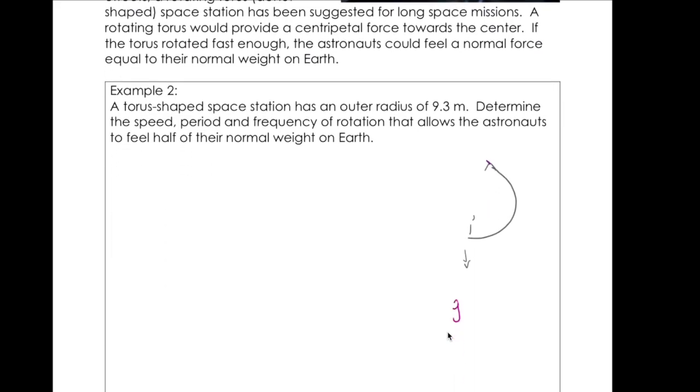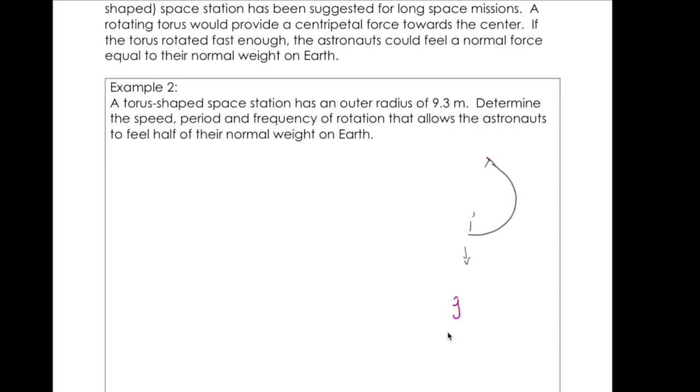So for this problem, a torus-shaped space station has an outer radius of 9.3 meters. Determine the speed, period, and frequency of rotation that allows the astronauts to feel half their normal weight on Earth. So half is the key term here. But the three things we're going to be calculating are speed, period, and frequency.